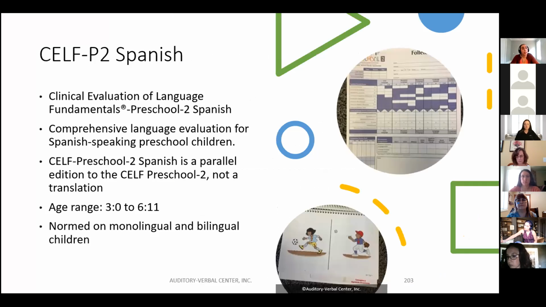I do like this test, the CELF-P2 Spanish. This starts at age 3, and it's not a parallel edition to the CELF-P2 in English. It's a parallel version, not a translation. So it really is an adaptation, and it's normed from 3 to 6'11", and it's normed on both monolingual and bilingual children. And so when the child turns 3, I found that this is a better assessment than the PLS.